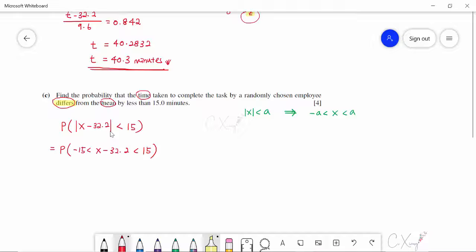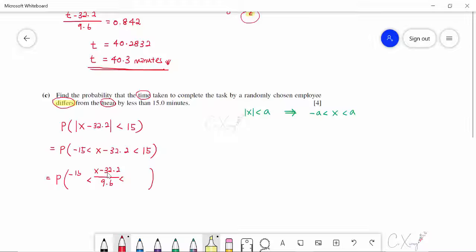Okay, and after that, because again, this is actually a normal distribution question, therefore you still need to change your variable to become z. So to change it to z, you need to minus the mean. And you will realize that the minus 32.2 that you write out in the symbol is already minus the mean, so you don't need to do anything. You just need to do one extra step here, which is divide by the standard deviation. So what is the standard deviation here? It is actually 9.6. Correct or not?